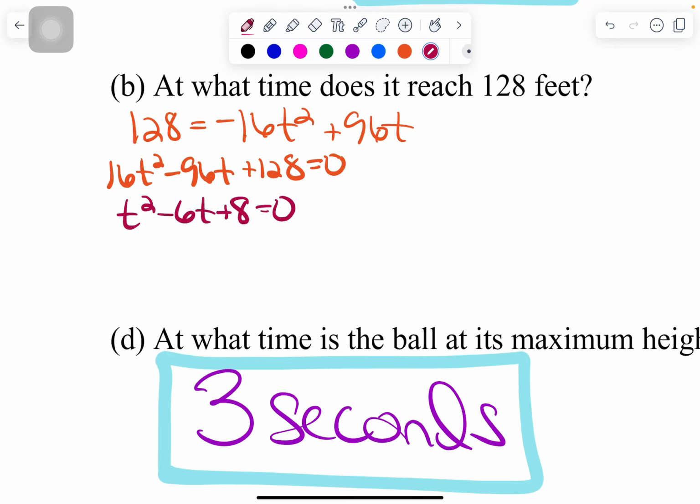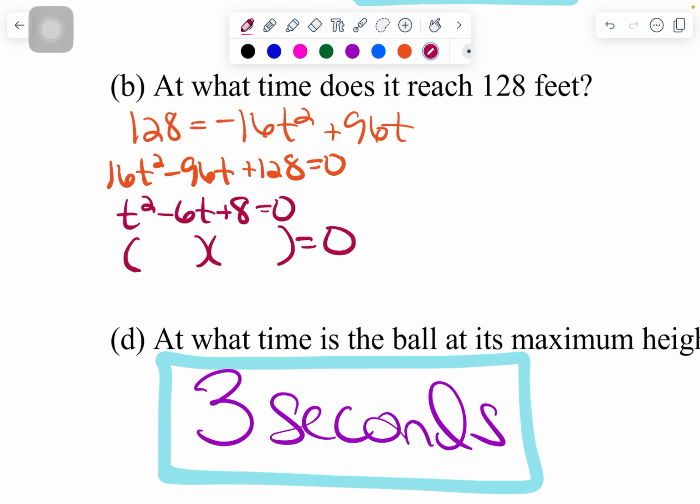So what we've got here is, we took this term divided by 16, we got t squared. We took this term divided by 16, we got negative 6t. We took this term divided by 16, we got 8. And folks, let's be honest, 0 divided by 16 is going to be 0. Now, these numbers are a heck of a lot easier to deal with because that's factorable.